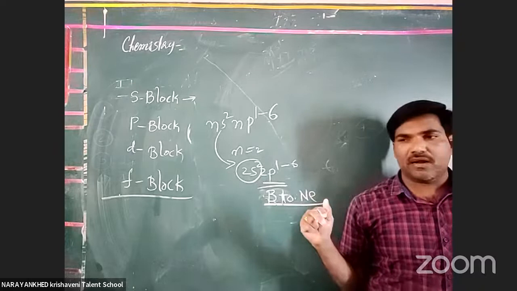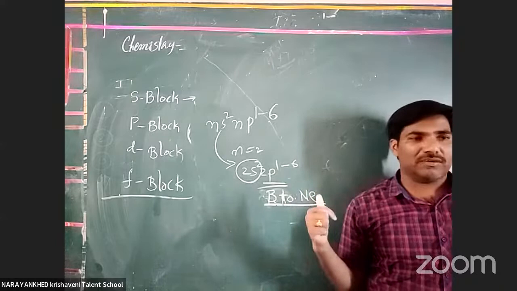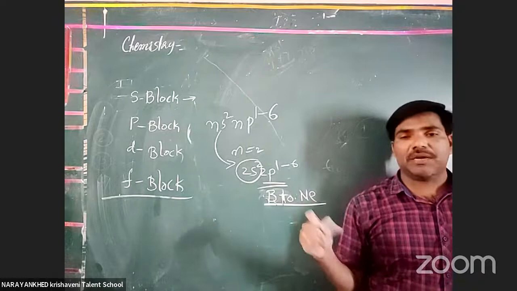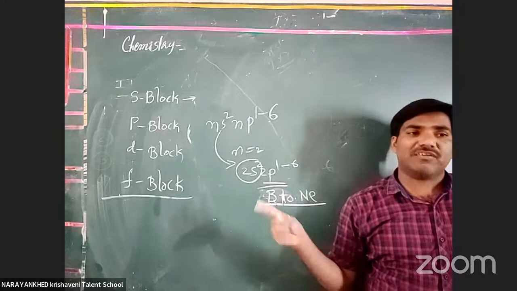There is the third A group elements. Just check it. They contain a positive valency, nothing but they contain a positive ionic nature formation. Suppose you take oxygen, fluorine, nitrogen, they form what? Negative ions. Whatever, suppose you take s-block elements, they always form positive ions only.